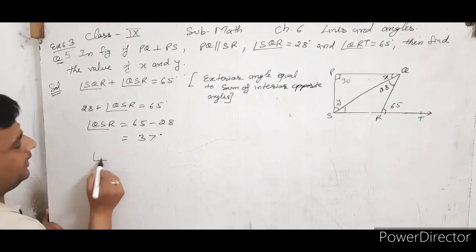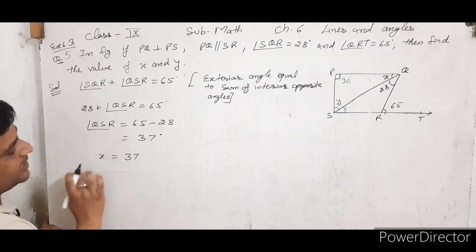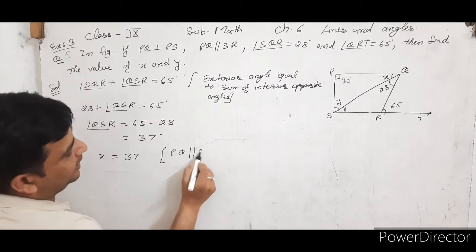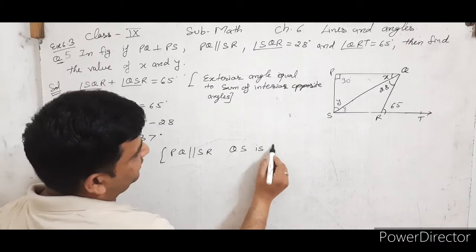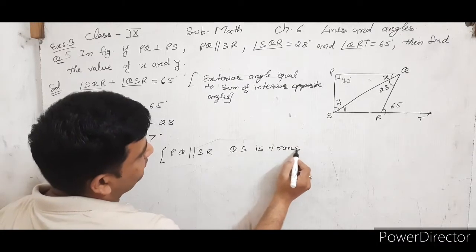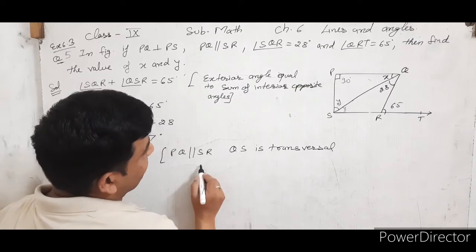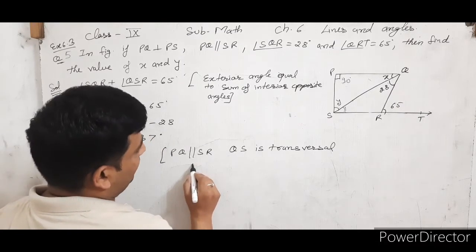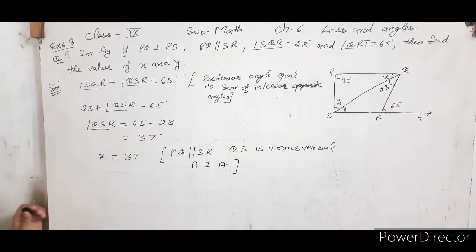Now angle X is equal to 37, because PQ is parallel to SR and QS is transversal. If it is transversal, then these two angles are alternate interior angles. That's why X is equal to 37 degrees.